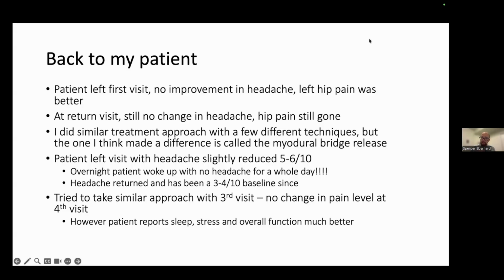But after that fourth visit, she said, "Yeah, my sleep's better, my stress is better, and I just feel so much better overall." And so it takes also the aspect of body, mind, and spirit. It's not just about treating the pain in the headache itself, but we're trying to treat the whole body, the whole function. A lot of these treatments are focused on helping you.